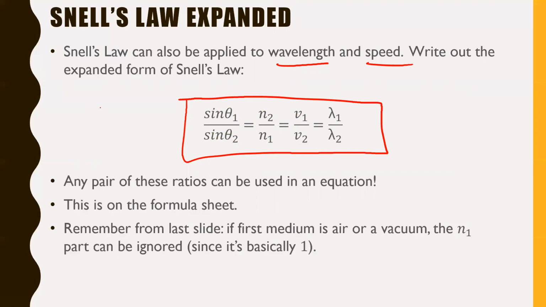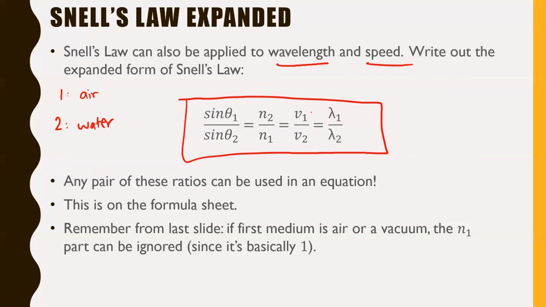Imagine that your situation for 1 was something coming from air, and your situation for 2 is it going to water. This could be reread as saying the angle of incidence when it's in the air, and this would be the angle of refraction when it's in the water. This n2 would be your index of refraction, because n2 is your index of refraction for water, and n1 is your index of refraction for air.